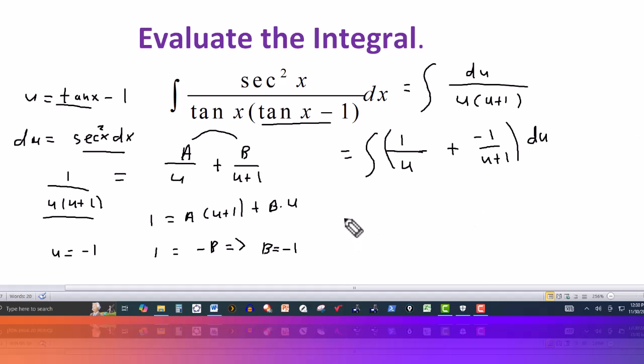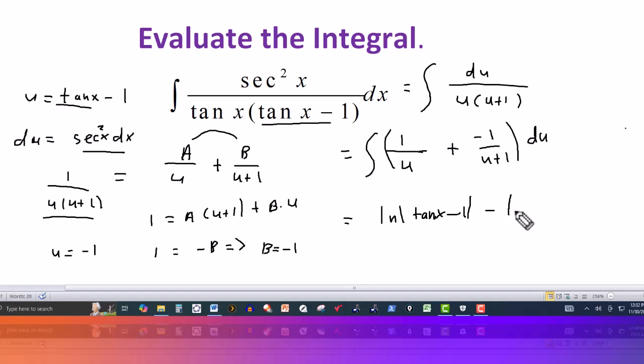So now we just do the integration. You can look at this as two integrals, so it's the integral of du over u. We have a formula for that. That's the natural log of absolute u. But what is u in our case? It's tangent of x minus 1. We always have to go back to the original variable. So this is the natural log of absolute value of u, but u is tangent of x minus 1. And then we got here a minus, so I'll bring that down to minus. And then we got du over u plus 1.